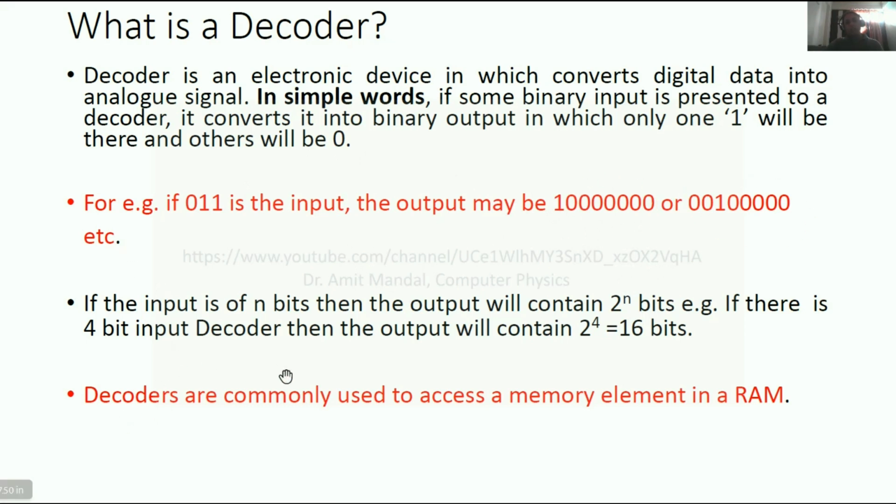Digital decoders are commonly used to access memory elements in a RAM. One use of the decoder is in the RAM. Whenever the processor accesses a memory element, decoders are used to access it through that address.